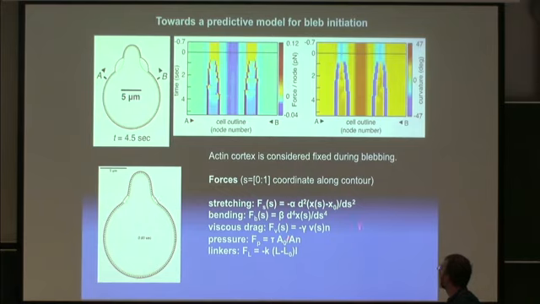So we use a very similar approach to what I have shown before, where we use a standard model for the membrane that resists stretching and bending. We have some isotropic pressure, and then we have linkers modeled in the most simple way, as linear springs.